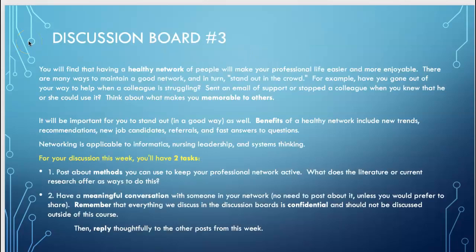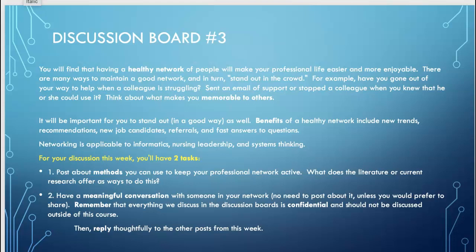And so for our discussion board for week 3, you will find that having a healthy network of people, just like I explained in that example about my stroke collaborative, as we called it, makes your professional life easier, more enjoyable, and it really allows you to share ideas and best practices. And of course, there are many ways that you can maintain and build this good network, which also allows you to stand out in the crowd.